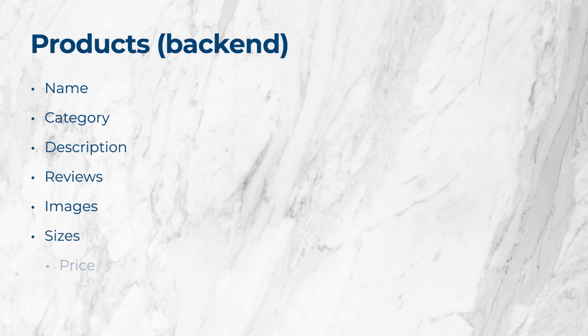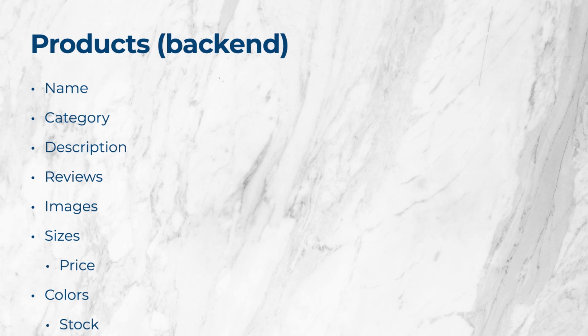And that is going to consist of information such as the product name, product category, description, reviews, images, different sizes, the price, different colors, and the stock, or how many of that item you have available. Now, you may notice that the price is indented, it's underneath sizes, and stock is indented underneath colors. The reason for this is because that is actually how we're going to have to structure this information.